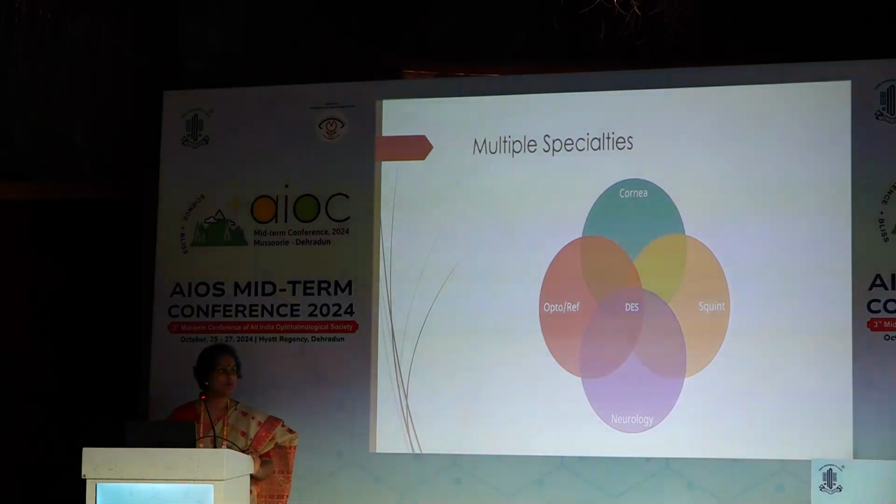Of course, this also means that the digital eye strain patient can come not just to the ocular surface specialist or the cornea specialist, who will now need to look under the ocular surface, but also to the optometrist or refractionist or the squint specialist, even sometimes to the neurologist because of headaches.